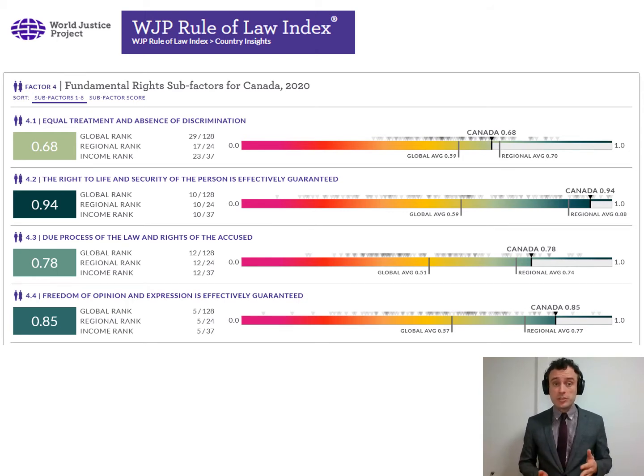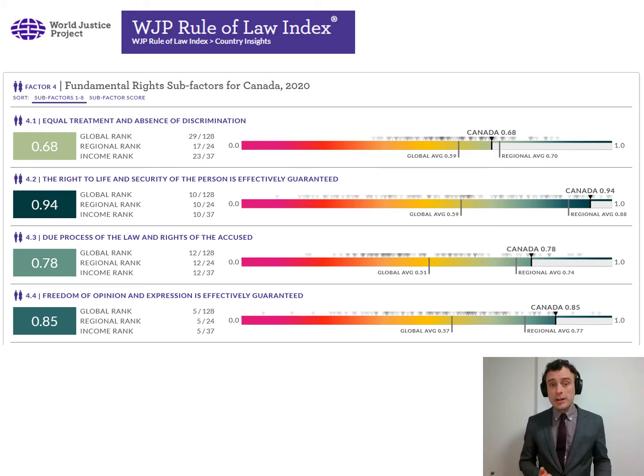And the first one of these is 4.1, the equal treatment and absence of discrimination. We can go back to our lecture on Indigenous politics to see the issues that have pervaded Canadian politics and the discrimination of Indigenous peoples in the history of Canadian politics, and see that it's still an issue that deserves a lot of attention. And so on this topic, we have Canada with a rank of 29th out of the 128 countries assessed for this study.